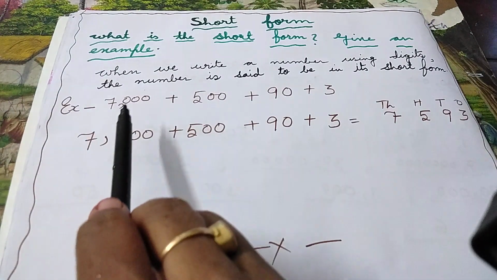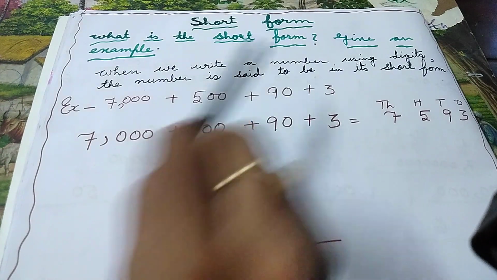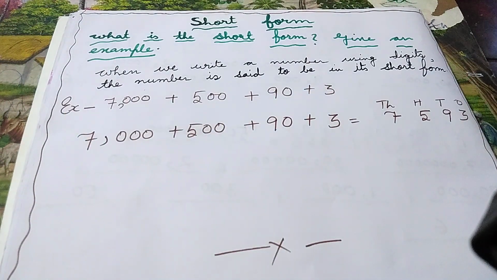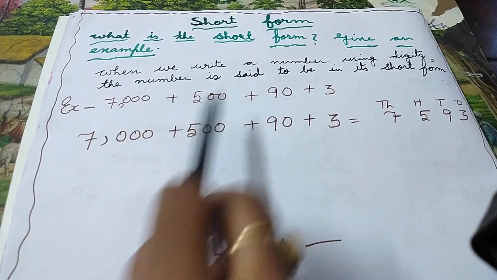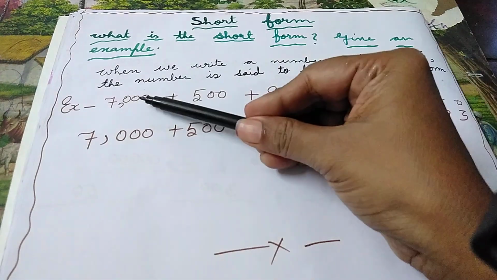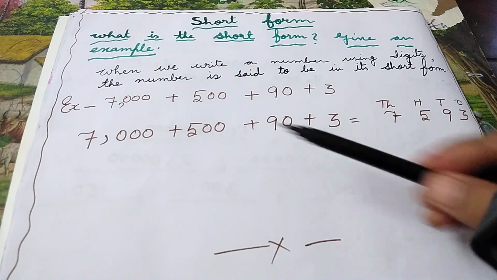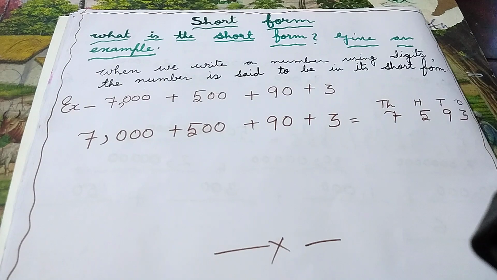See, there is an example. 7,000 plus 500 plus 90 plus 3. We have to write the short form of this. Children, in two ways we can write the short form of this. The first one, either you can add these numbers in rough place and find out the sum. Okay, that is the answer.